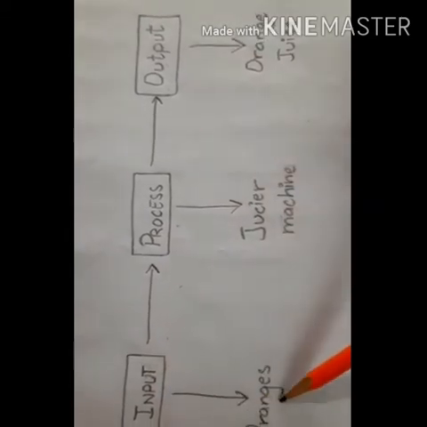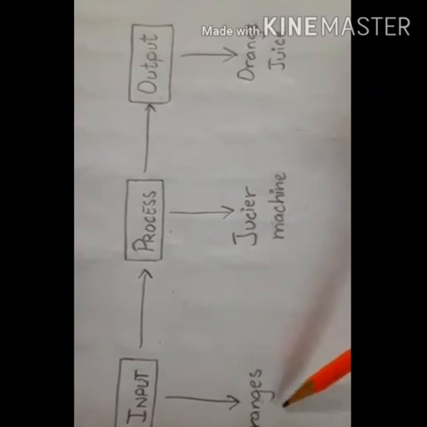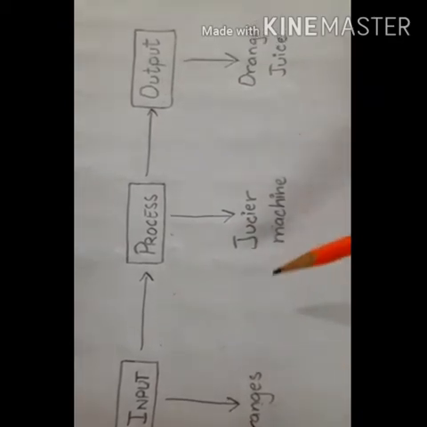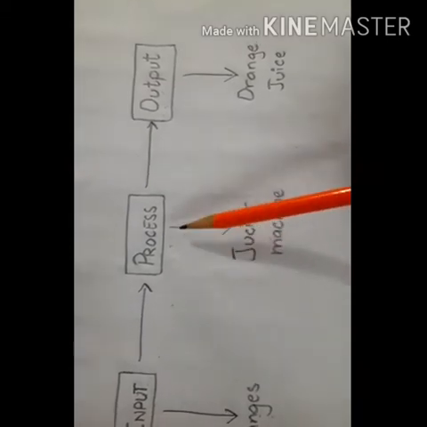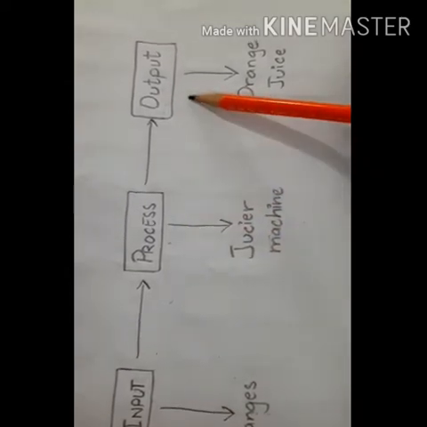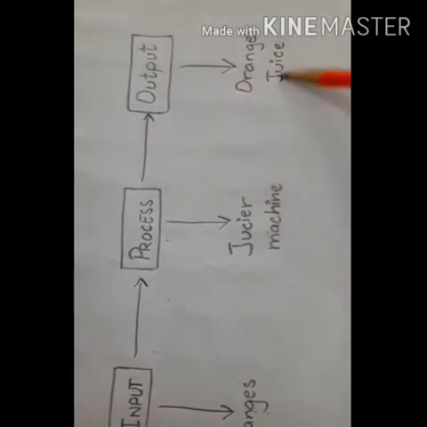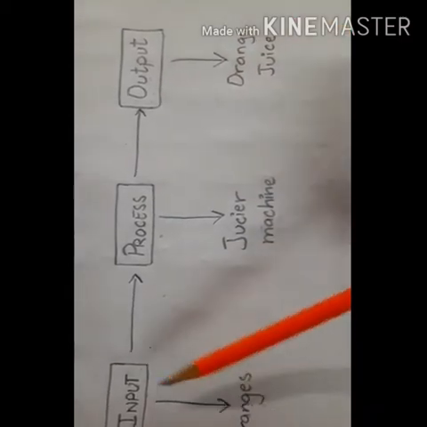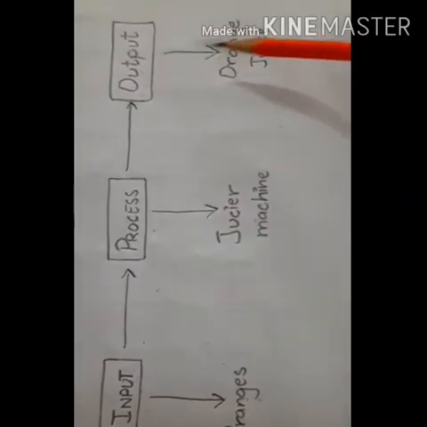Now just to relate with a simple example of daily life, I already told you about the oranges example, that as an input you are having oranges. Now you want the juice of the oranges, so you will use a juicer machine to do the process. Now you have completed 2 steps. Now come to the final step. You use the juicer machine to take out the orange juice. Now finally as an output you got the orange juice. So oranges is your input, juicer machine is your process, and orange juice is your output.